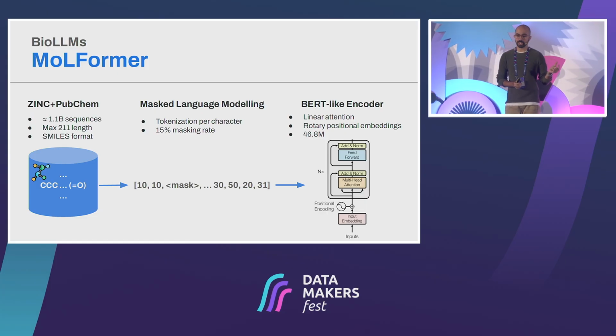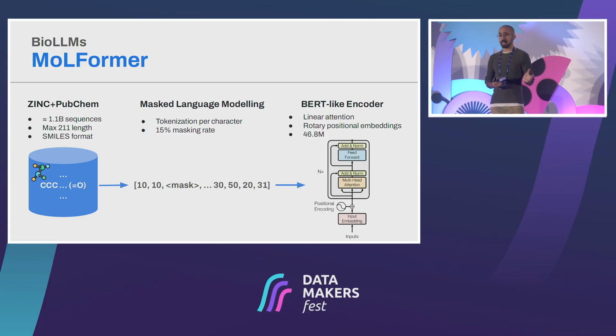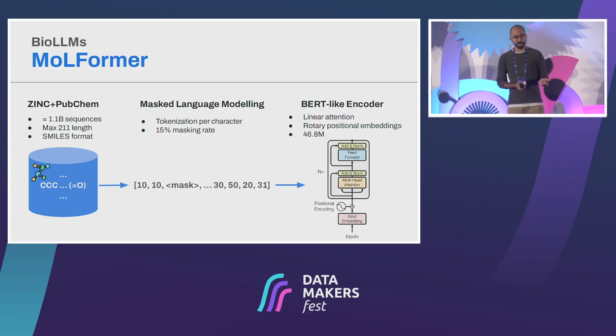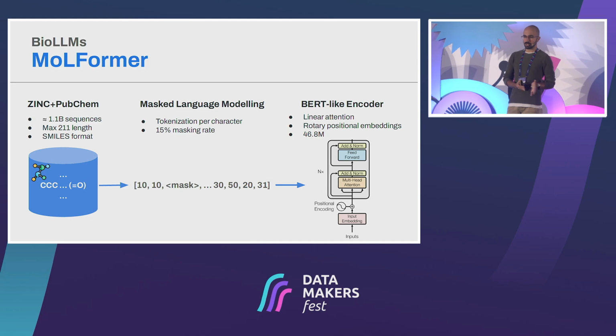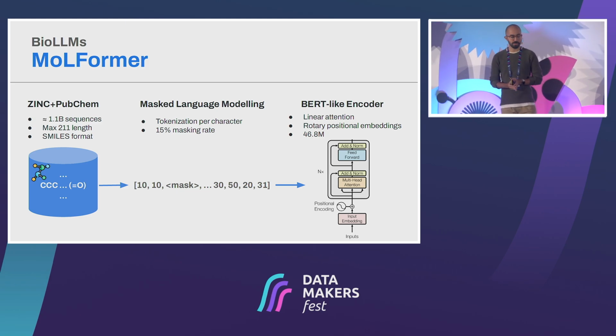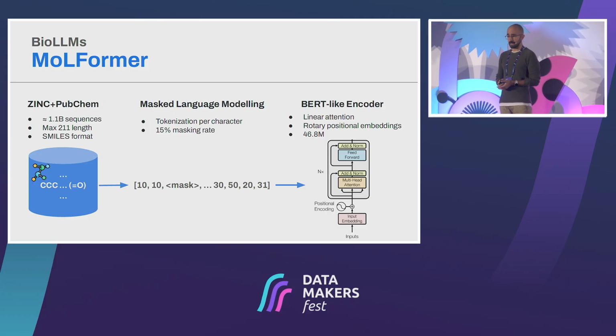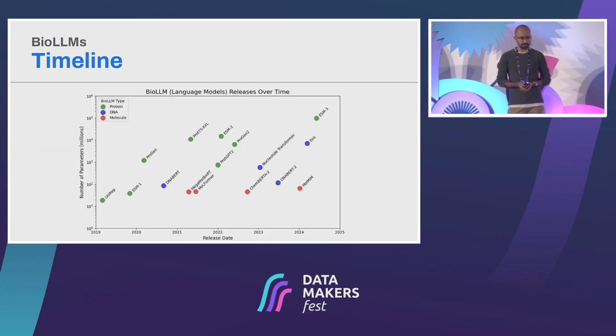So tokenization is done per character, also with a 15% masking rate. The actual architecture is also a BERT-like encoder. But here they also used linear attention, so sort of an approximation of the quadratic attention, just to make it a bit cheaper. And then they only released one model, which was the biggest that they trained, at 46.8 million parameters.